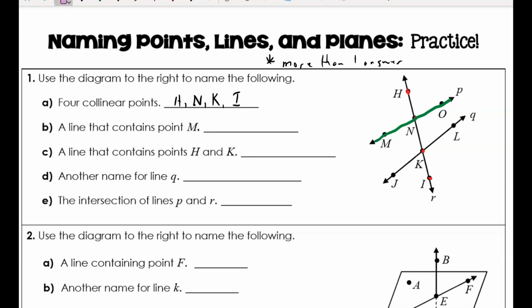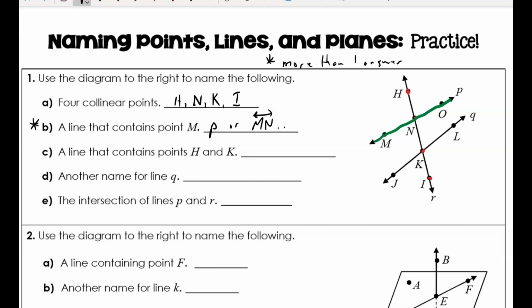So let's just call this lowercase p, or you could call it the line with 2 uppercase letters with any 2 that you want. So you could call it MN with a line over it, and then there's more choices. So this one definitely has more than one answer. You can call it MN, NM, OM, any 2 points that are on that line.